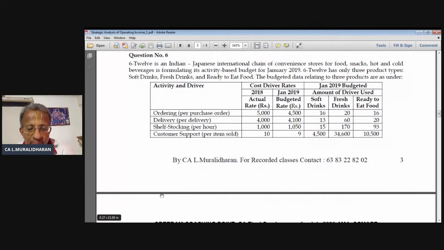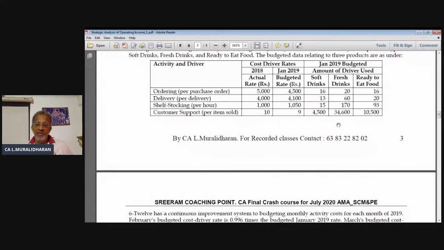612 is an Indian-Japanese international chain of convenience stores for food, snacks, hot and cold beverages. It is formulating its activity-based budget for January 2019. 612 is the name of the entity and has only 3 products: soft drinks, fresh drinks, and ready-to-eat food. The budgeted data for the 3 products are given as under: activity and the driver, cost driver rates, and January 2019 budgeted. Actual and budget and amount of driver used are given in the last 3 columns.